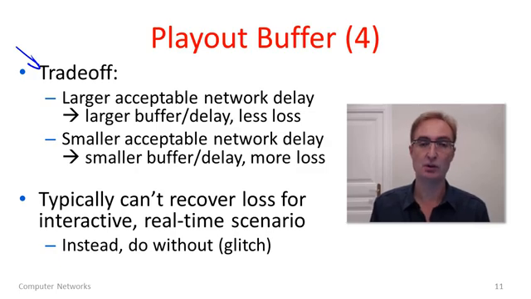If we choose a smaller network delay as the largest acceptable network delay, then we'll use a smaller buffer. We'll have a smaller delay in terms of when the information is played out relative to when it was sent across the network. However, more packets, a larger fraction of packets, won't arrive by the deadline and they'll be treated as loss. And what's implicit in what I'm saying is that if packets don't arrive by the deadline, typically we'll treat them as loss and not try and recover it.